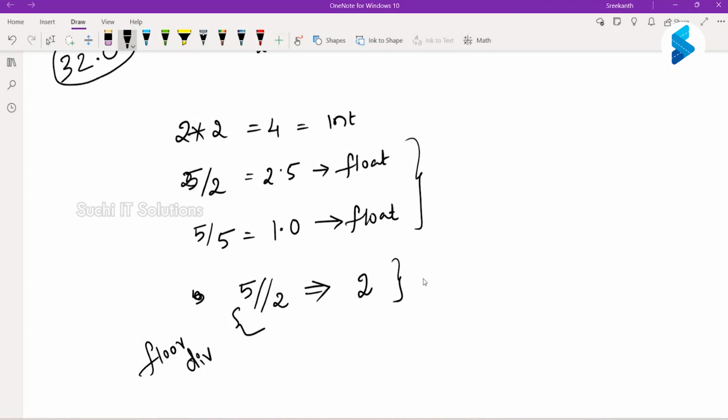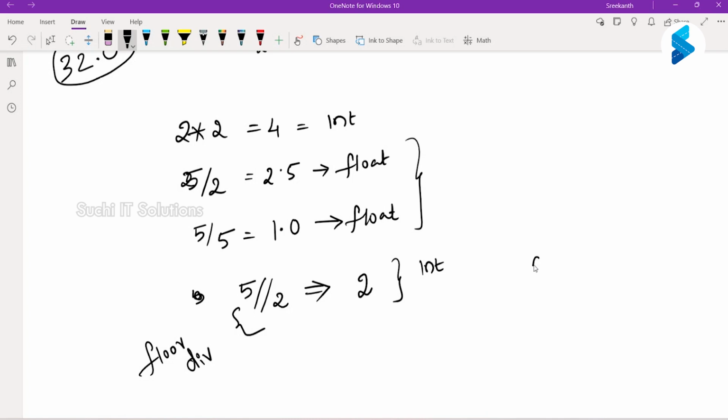If I use a double slash, that would result in an integer. If I use a regular division, that would always result in a float. But if I use a double slash, which is the floor division, that will always result in an integer. Okay, so what is a floor division?